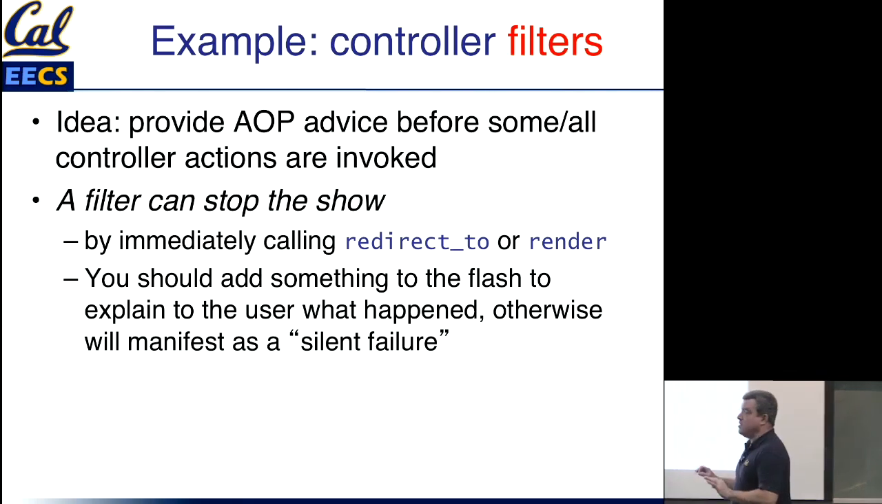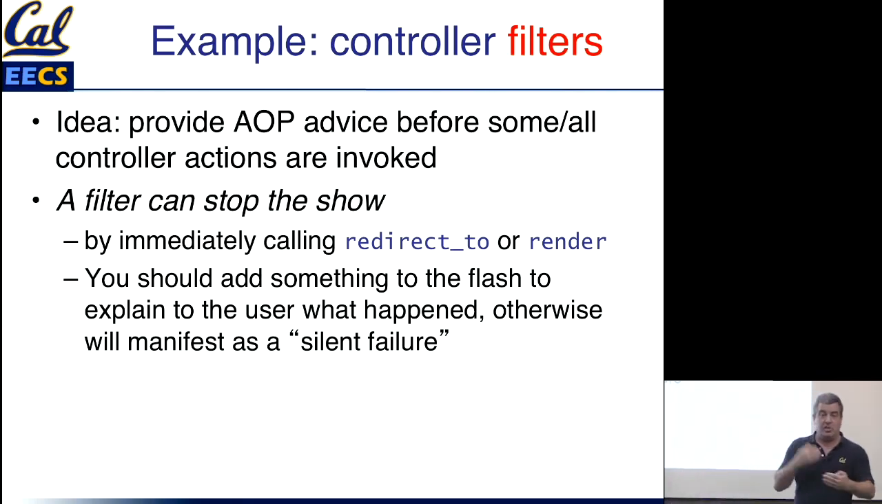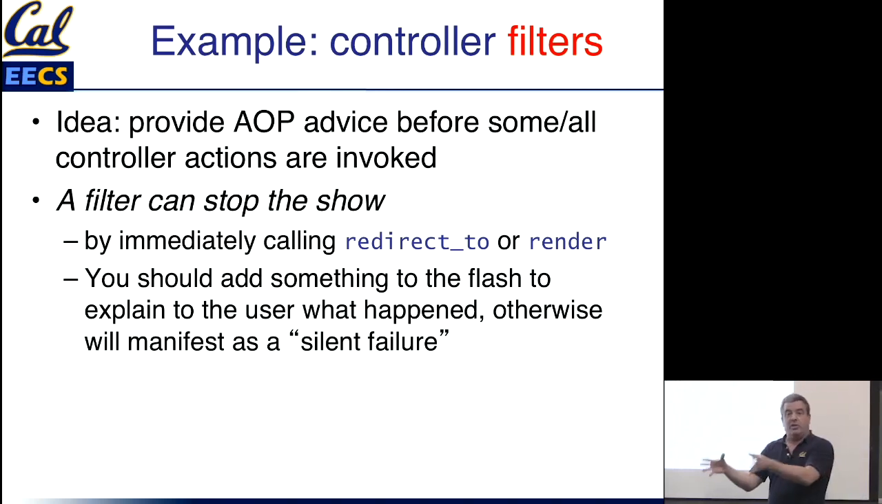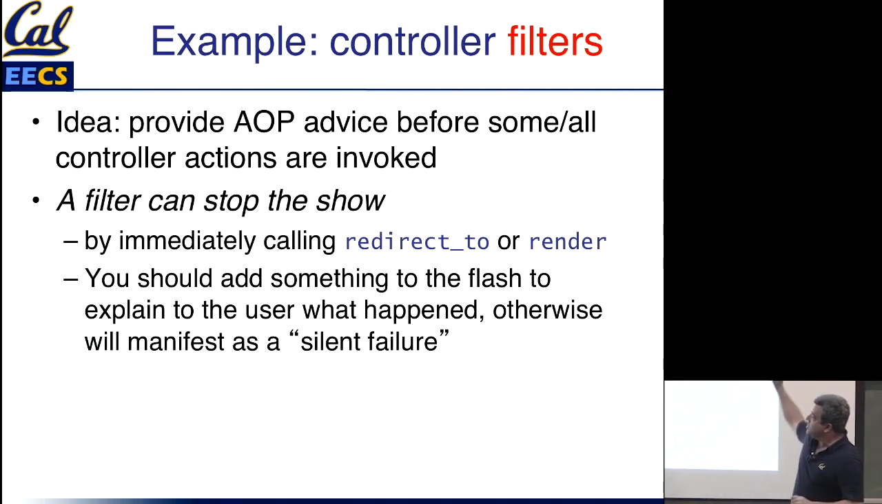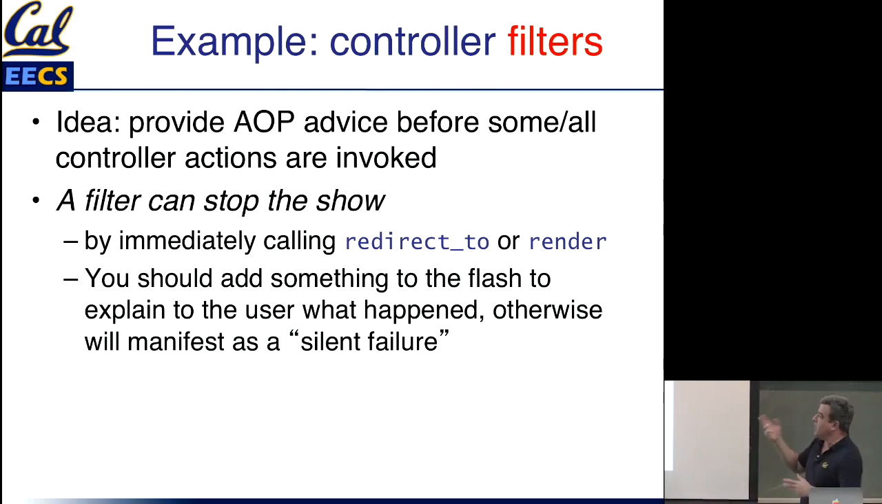So picture the moment in time, right? The user has submitted an HTTP request with some sort of a route. The routing system has figured out that the route maps to a particular action inside a particular controller. Immediately before the controller action is run, Rails will see whether there are any controller filters that might apply to that action. So let's take a look at what those controller filters can do.